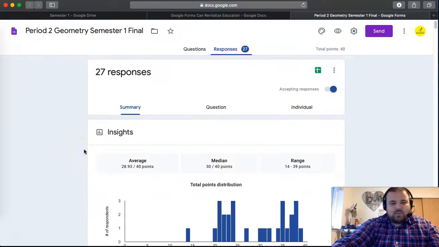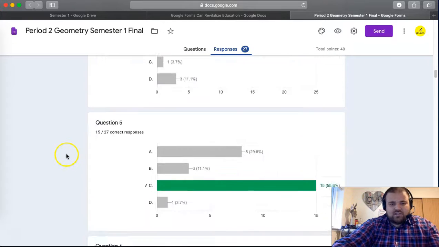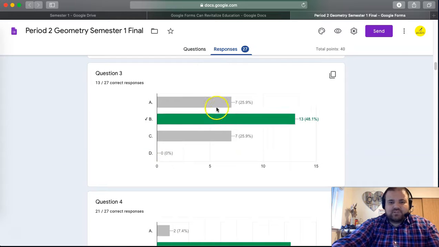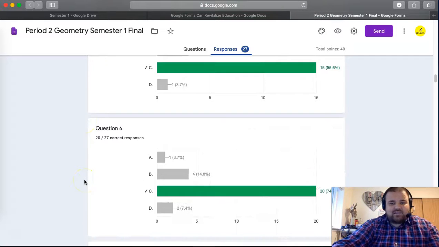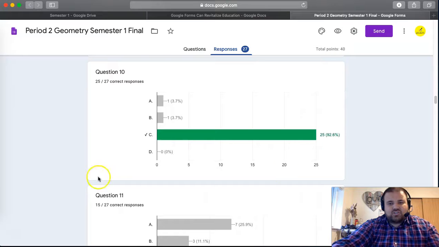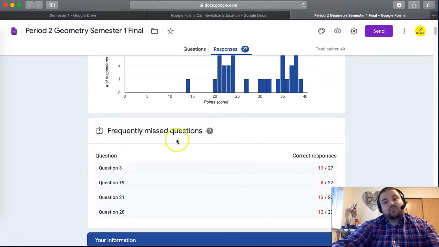What were some of the most commonly missed questions again? Like question 3, question 19. Let's go look at question 3. Looks like a lot of people went for these two here. So I may want to look at the distractors there. It does give you the item analysis for looking into what percent of my students did well on each question. And it does give you that quick snapshot towards the top here with the most frequently missed questions.